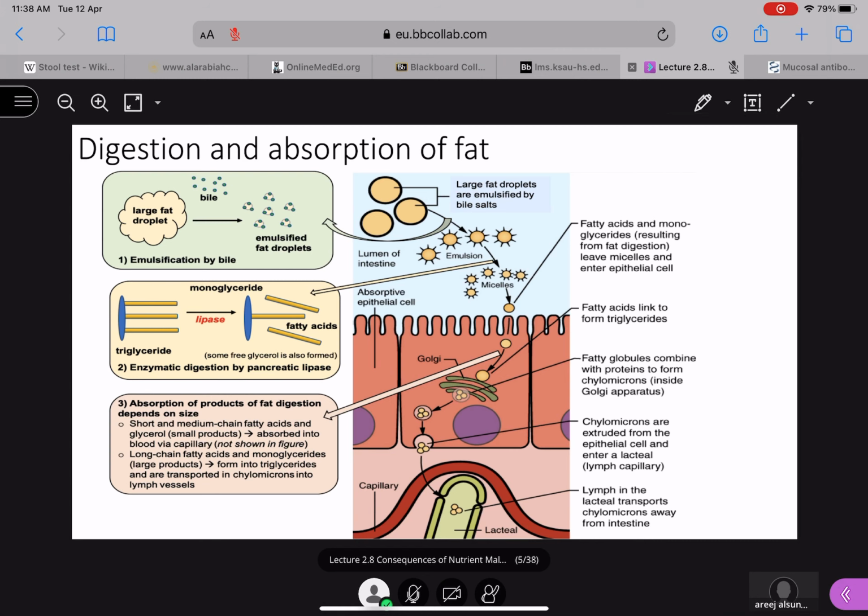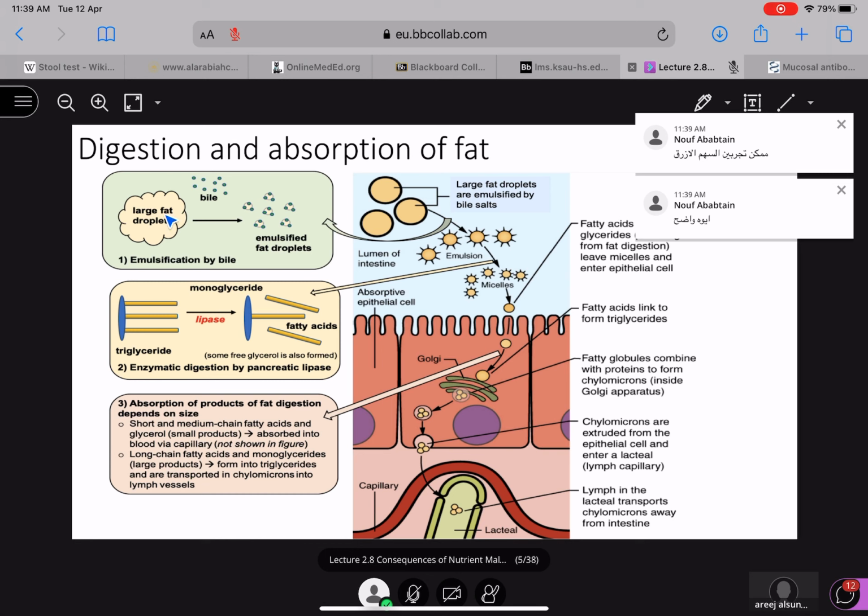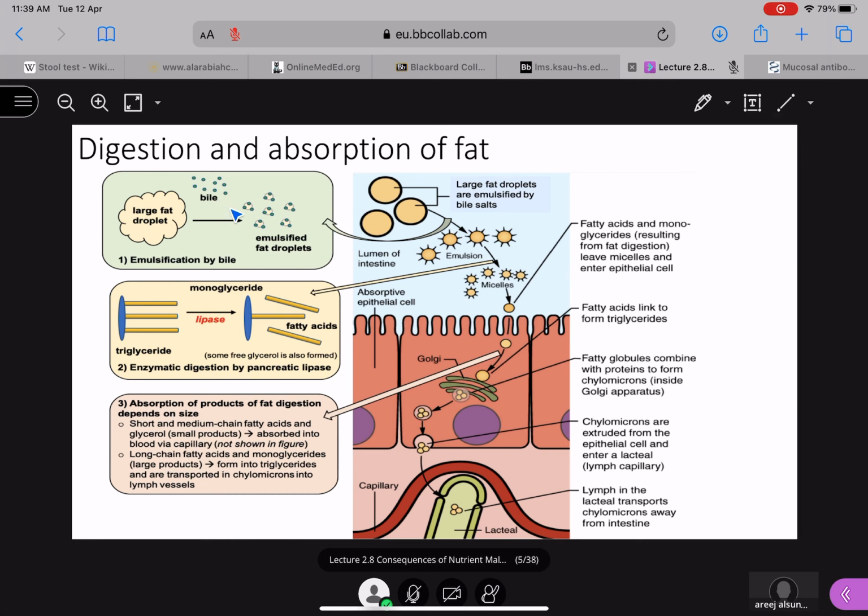This will make the lipid smaller, as is shown. I'm not sure if my arrow is showing to you, but this large lipid will be broken down into smaller lipid molecules. Okay, let me try to see. Yes, now the arrow is clear. So this large lipid, by the action of the bile acid, will be converted into smaller lipid molecules.